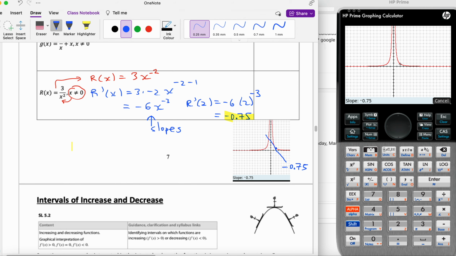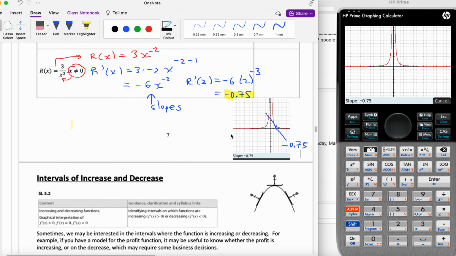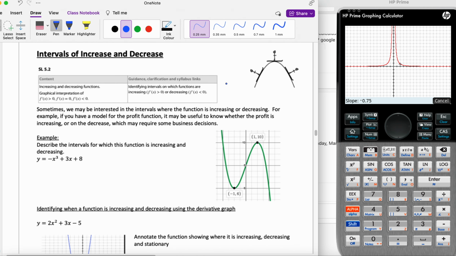All right, moving on to the intervals of increase and decrease. What's happening here? Okay, so remember that when you have a positive slope, then we say that this is increasing, and when you have a negative slope, then we say that this is decreasing. This is some sort of an extremum, okay? This is actually a maximum point, and at a maximum, the slope or the derivative is always 0.